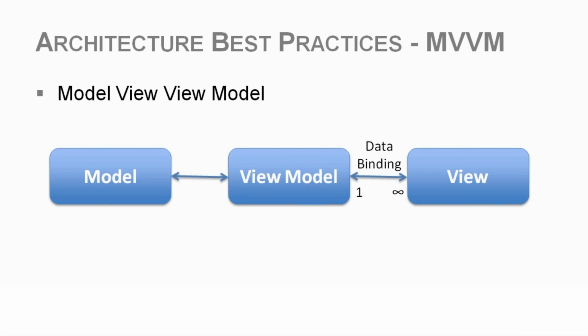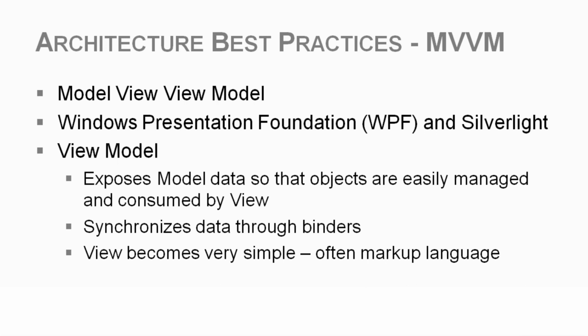And the technology that allows that to happen is data binding. And you can also see that the view model has a one-to-many relationship with the view. So a view model can support multiple views. This technology was created for Windows Presentation Foundation, or WPF, and Silverlight. It's used in other technologies now at this point as well.